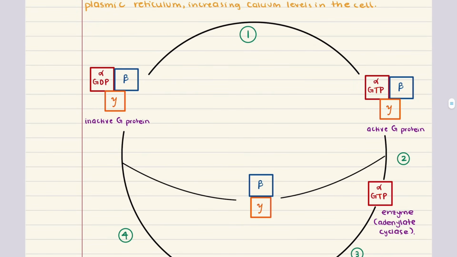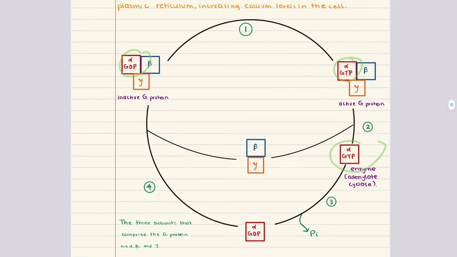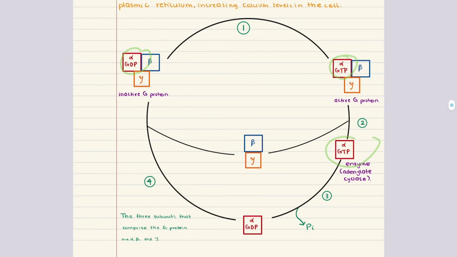When inactive, the alpha subunit is bound to GDP. But once the receptor is activated, GDP is replaced with GTP. And the alpha subunit separates from the beta and gamma subunits to either activate or inhibit a target enzyme, like adenylate cyclase or phospholipase C. These signaling pathways are widely used in hormone signaling, in neurotransmission, and in sensory pathways like vision and smell.